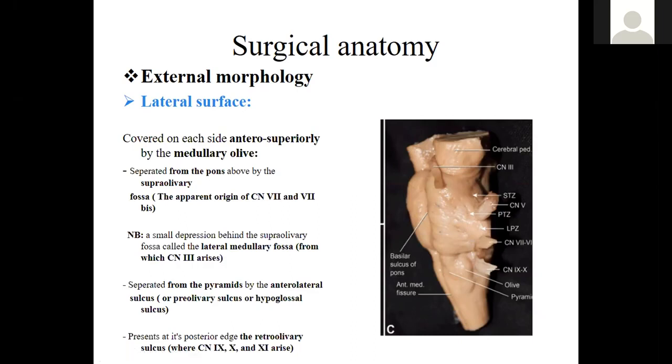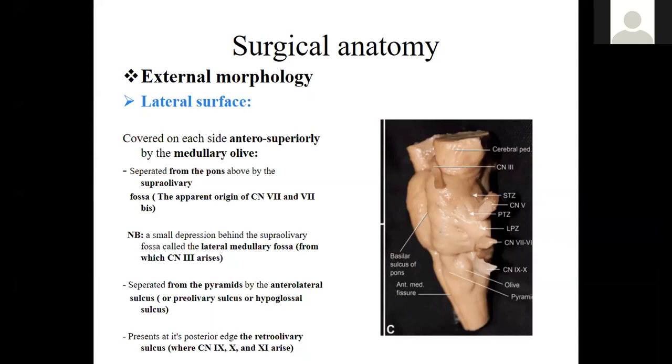And this medullary olive is separated from the pyramids just here by the anterolateral sulcus or the preolivary sulcus, from which arise the hypoglossal nerves. At its posterior edge, we have the retroolivary sulcus just behind the medullary olive, which will give rise to cranial nerves number 9, the glossopharyngeal, the vagus, and some rootlets of the accessory nerves.